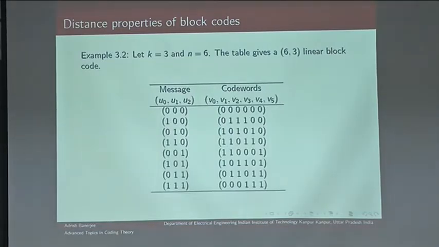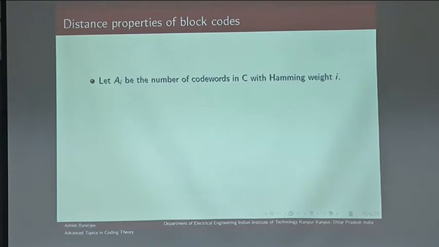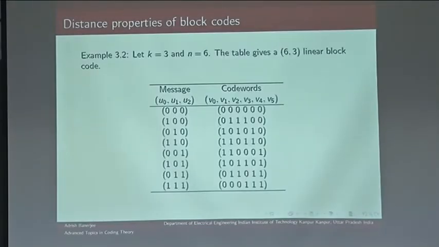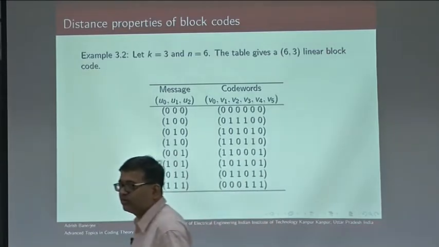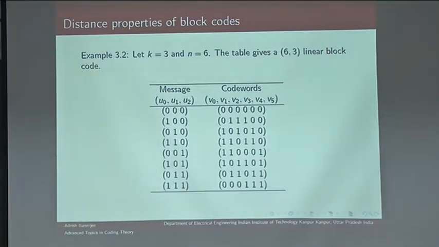Now this is the example that you are seeing for a (6,3) code. If you look at this particular code, there is an all zero code word. This code word has weight 3, this has weight 3, this has weight 4, this has weight 3, this has weight 4, this has weight 4, this is weight 3. Can you tell me what is the minimum distance of this code? 3. Why? Because the minimum weight of a code word is 3.